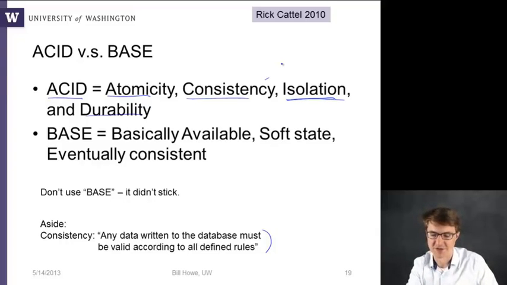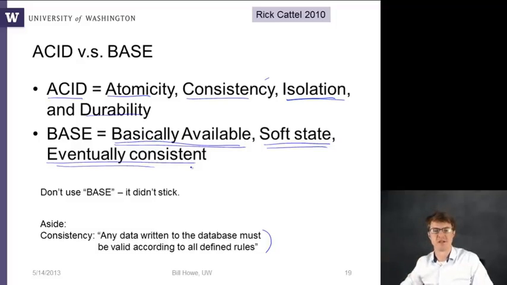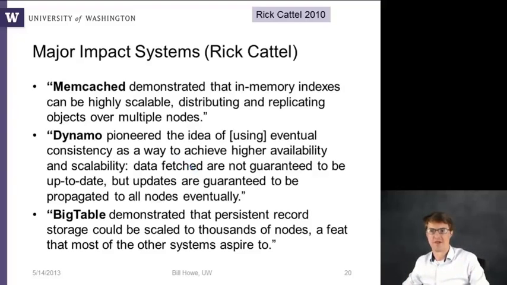And then the pun here is they tried to sort of force an acronym on BASE, and this isn't Rick Cattell. This came from elsewhere. But the idea is, well, it's basically available. There's some notion of soft state, and it's eventually consistent. And we talked about eventual consistency, at least an overview, in the previous segment. Fine. That's all I'm going to say about that.